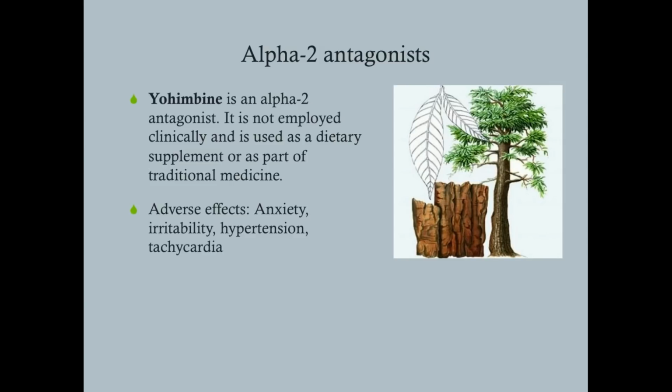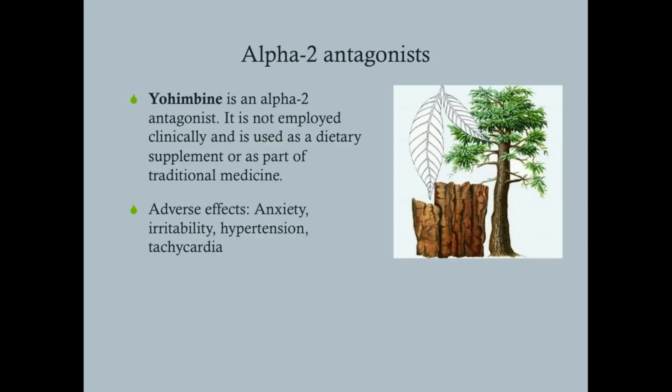This is why it's always important to ask, are you taking anything over the counter? Are you taking herbal supplements, traditional medicine, etc.? Yohimbine is an alpha-2 antagonist. Remember that alpha-2 is that negative feedback. It works to lower blood pressure. It lowers the amount of norepinephrine in the synapse. So if you're taking an alpha-2 antagonist, you're actually going to have the effect of raising blood pressure.